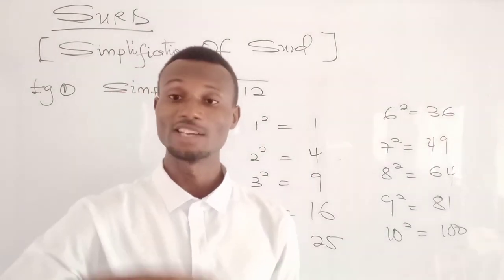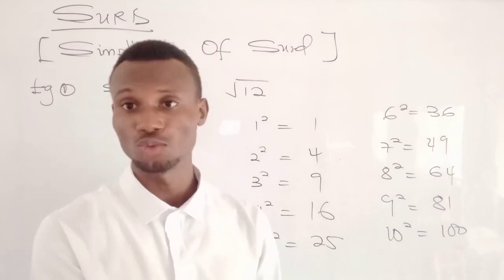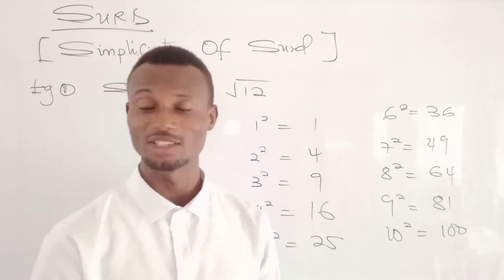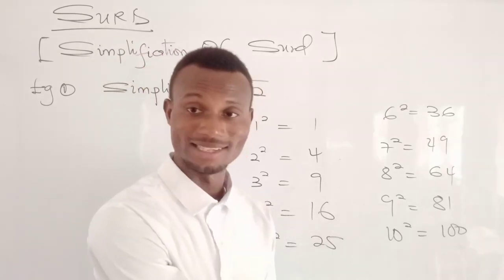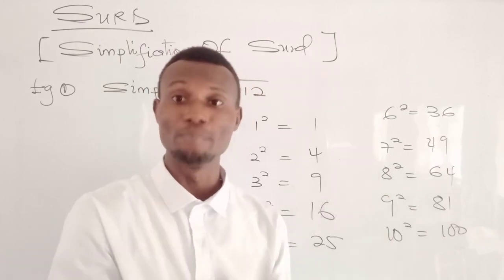So the square of any integer, that result or the answer, is what is referred to as a perfect square. In other words, 2 similar numbers multiplying to give you an answer or a value. That value is what we call a perfect square.